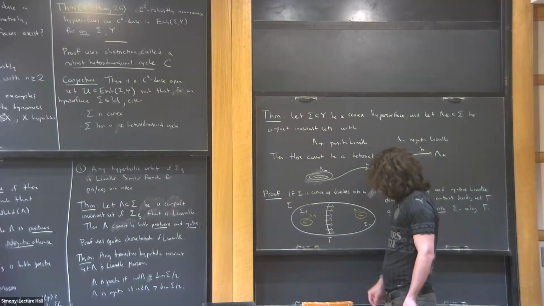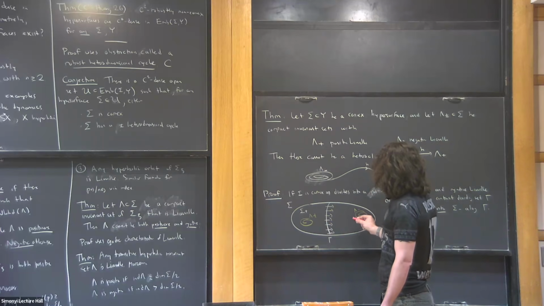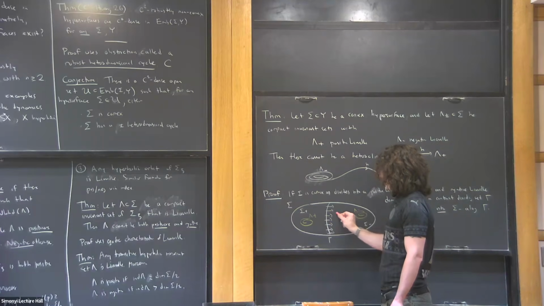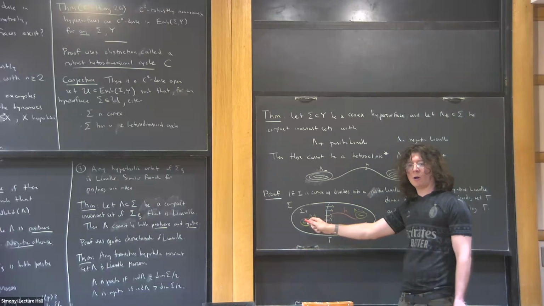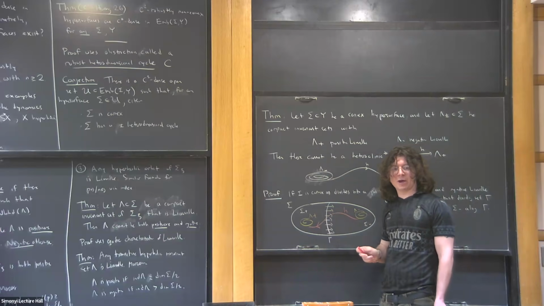And then of course this precludes the existence of a heteroclinic going like this, because any such heteroclinic has to pass this wall that separates the plus and the minus side.